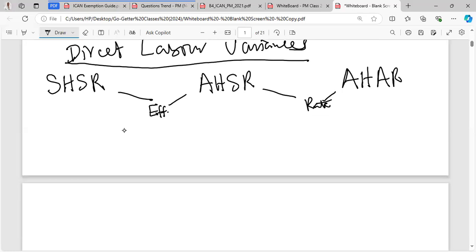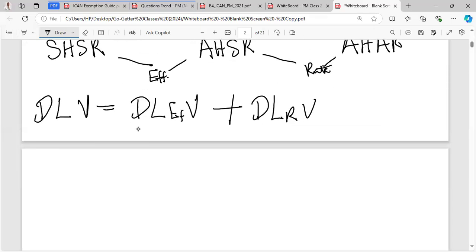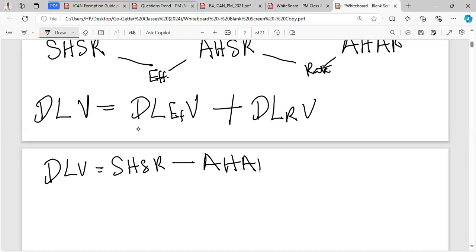So we now have direct labor variance, which is the same thing as direct labor efficiency variance plus direct labor rate variance. So we can also say direct labor variance is the same thing as standard hours, standard rate minus actual hours, actual rate.